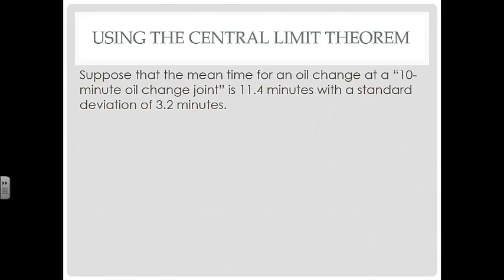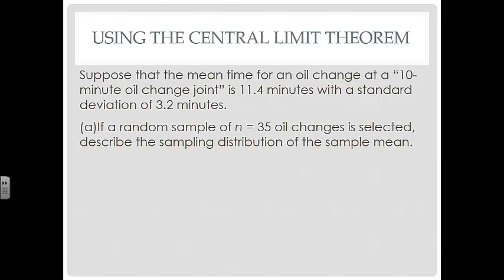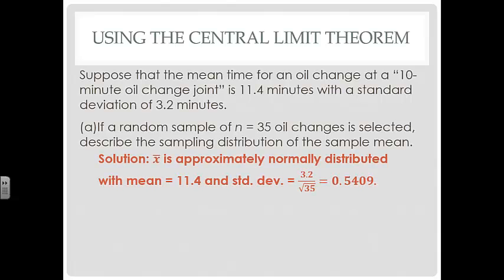Suppose that the mean time for an oil change at a 10-minute oil change joint is 11.4 minutes with a standard deviation of 3.2 minutes. So the first part of the problem says, if a random sample of n equals 35 oil changes is selected, describe the sampling distribution of the sample mean. So we know that x bar, or the sample mean, is approximately normally distributed with a mean equal to 11.4 minutes and a standard deviation of 0.5409 minutes.